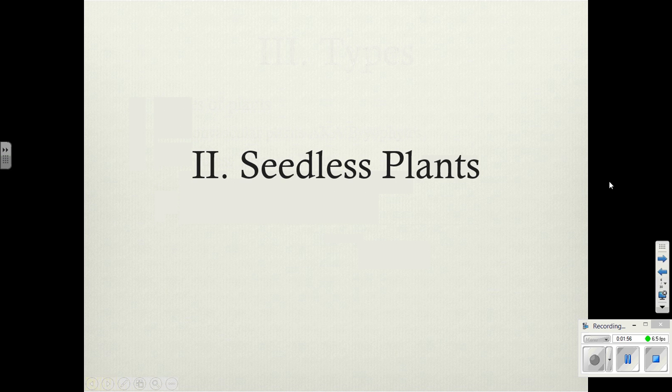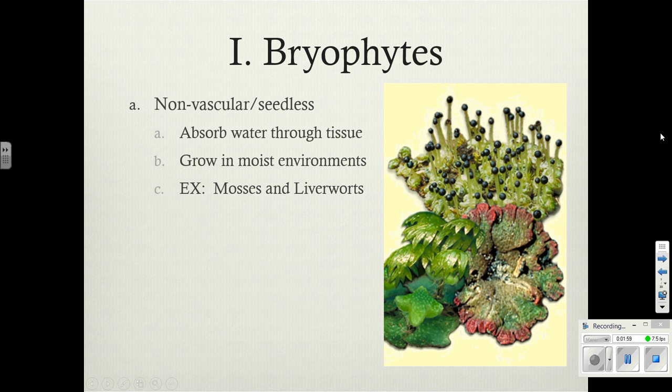So let's start with the seedless plants. Starting with a bryophyte, just remember there's no vascular system, which means they don't have the ability to transport water and sugar up to like the tips of their leaves. So instead, they actually have to absorb that water directly through the tissue. So they kind of need to sit low to the ground. They also need to be able to then grow in a pretty moist environment if that's how they're absorbing water. So examples of this would be moss, also liverworts and hornworts, which you can kind of see pictured here to the right.